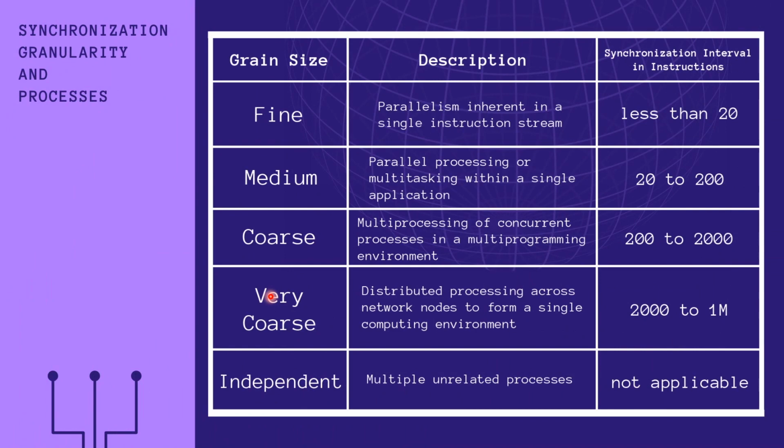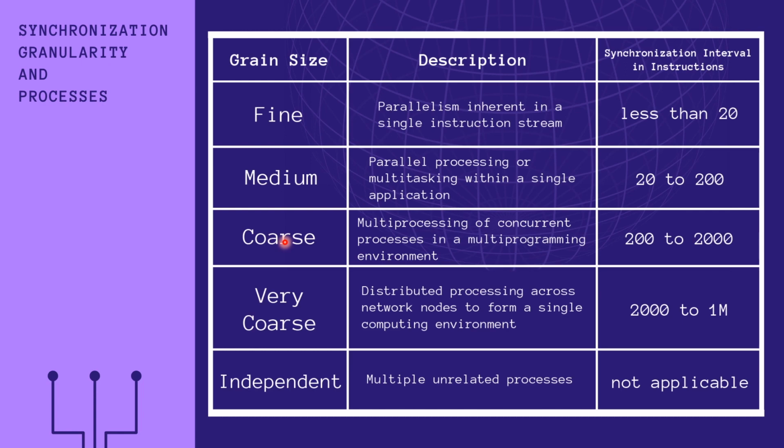So, when dealing with multiple processes and processors, it is important that we determine the synchronization granularity in order to optimize a current system to run much more efficiently depending on the task and workload. So, based on this table, we determine a grain size to be fine if the synchronization interval is less than 20 instructions. By definition, it is parallelism inherent in a single instruction stream. For medium, it's 20 to 200, and it's described as parallel processing or multitasking within a single application.